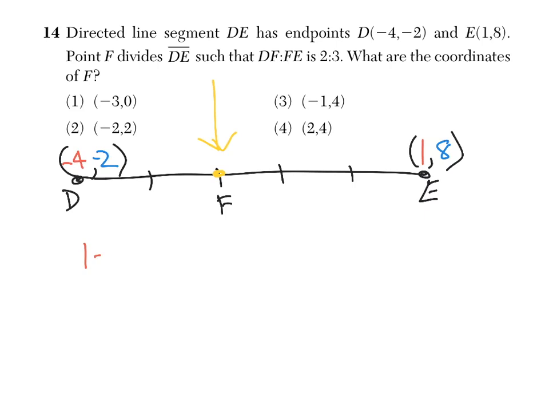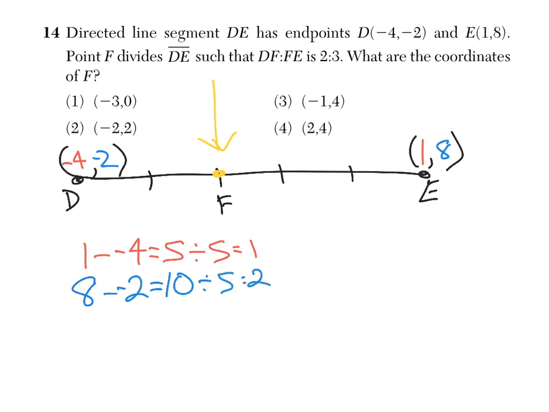I'm going to start at the end, 1 minus -4, and that gives us 5. All right, the x values increased by 5 from D to E, and the y values increased by how much? So we're going to do 8 minus -2 for a total of 10. Now to determine how much they're increasing by for each part, we're going to divide by the total number of parts. So 5 divided by 5 is 1. 10 divided by 5 is 2.